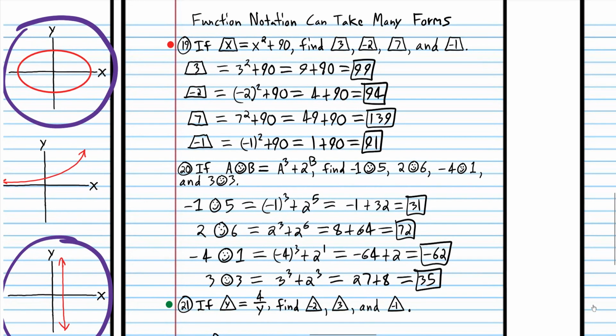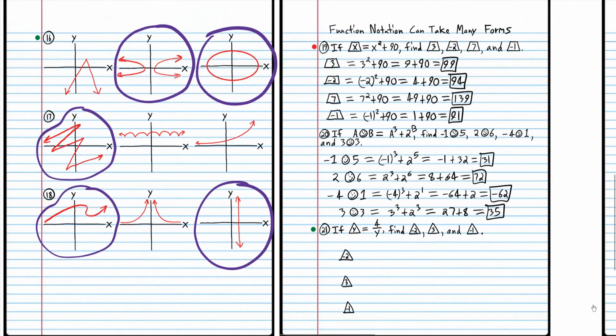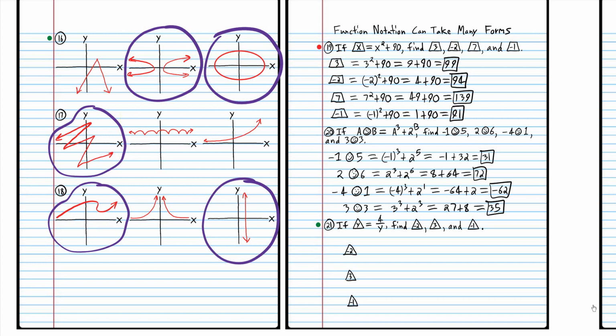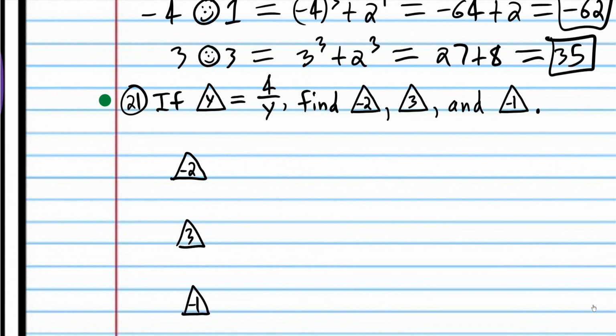Okay, so again, we're just demonstrating that function notation can take any form. So I want you to try number 21, and when you come back, we'll do it together. Okay, we're back, so we need to find triangle negative 2. You can call it whatever you want. So we're just going to write this expression, but instead of y, we're going to write negative 2.